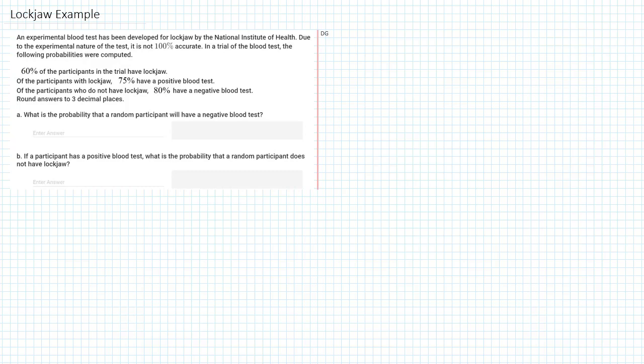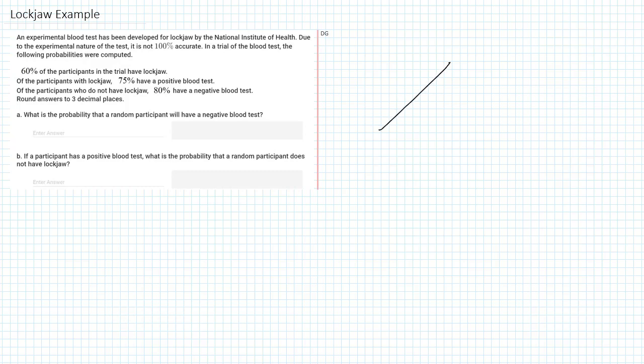So in order for me to answer the question down here, the first one said, what is the probability that a random participant will have a negative blood test? Part B, if a participant has a positive blood test, what is the probability that a random participant does not have lockjaw? I need to have a pretty nice looking tree diagram. So here's what our tree diagram is going to look like.